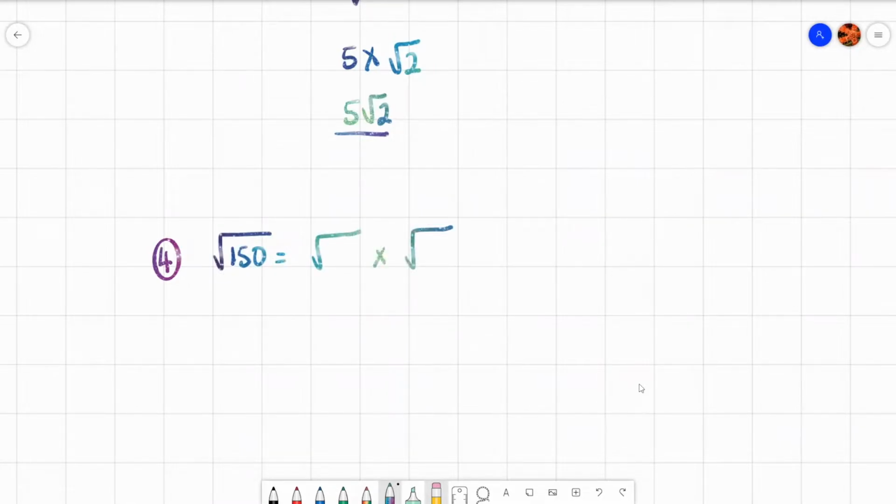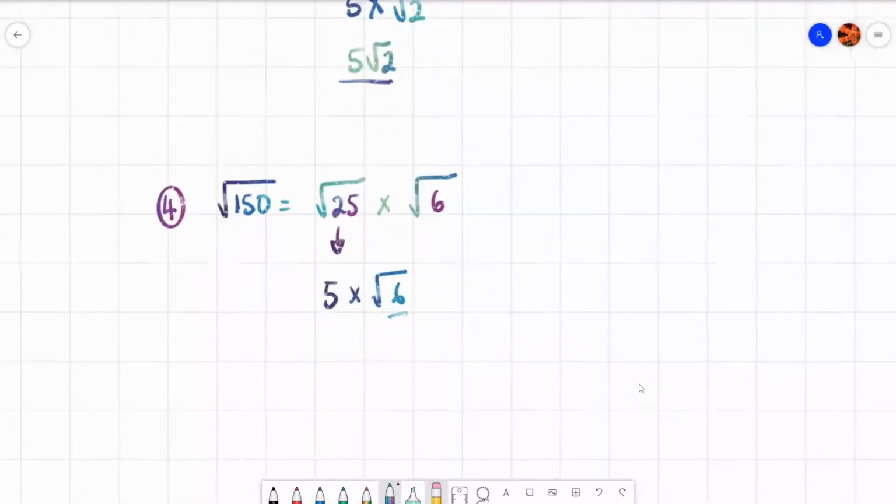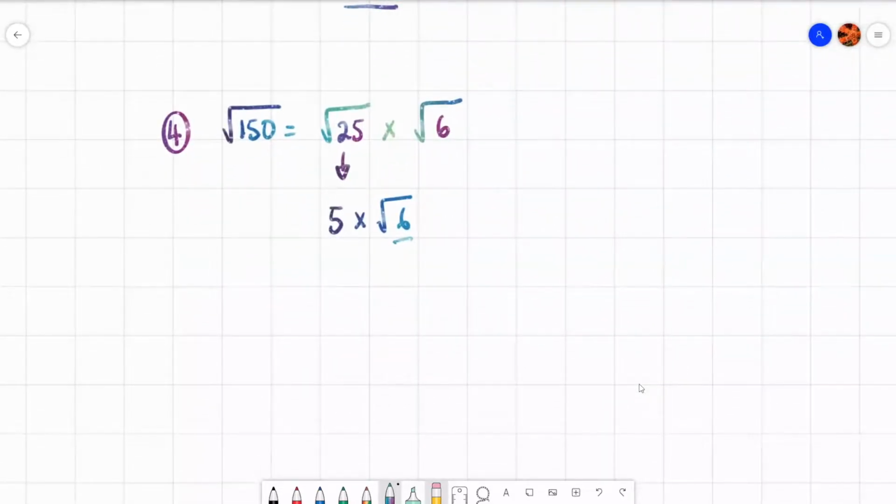So think of two numbers that multiply together to make 150. Okay, I can think of 25 times 6. Square root of 25 is 5, times the square root of 6. Well, I can't simplify square root of 6 any further because there's no square number that goes into 6. So it's just going to stay as 5 root 6.